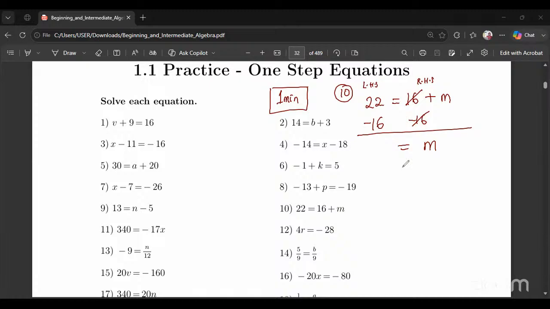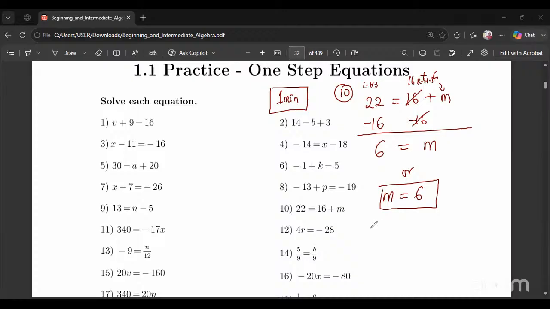So the next thing we want to do is subtract 16 from 22. So 22 minus 16 will give us 6. So 6 is equal to m, or you want to say m is equal to 6. So the value of m that will satisfy this given equation is 6. And if you think of it like this, 16 plus 6 as m, that would give us 22. You see, that makes sense, right? So the value of m to satisfy this given equation would be 6. So that is about that for question 10.